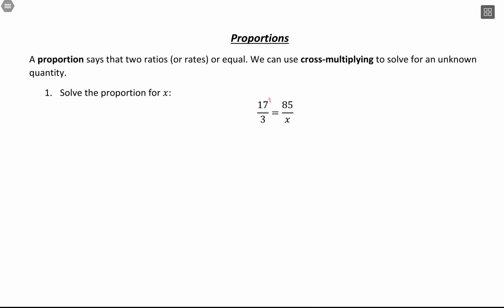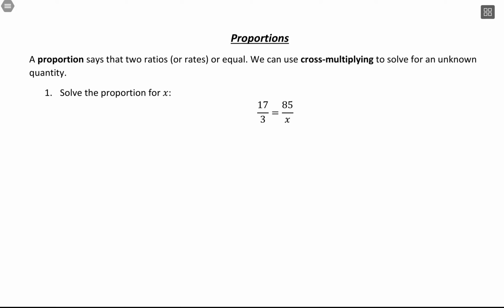The idea is that if we change one of those numbers, in this case, where we know 17 to 3 is our ratio, what if we change that 17 up to an 85? Then what would we need in that denominator to have the same ratio of 17 to 3? So we're just bumping things up here, and we need to know what number needs to be in that denominator.